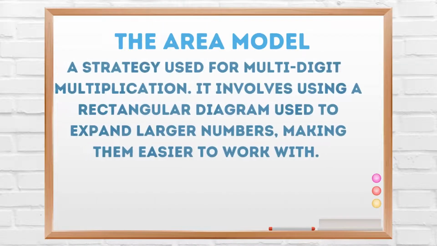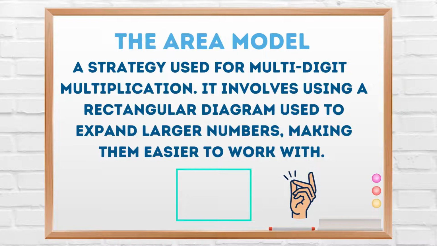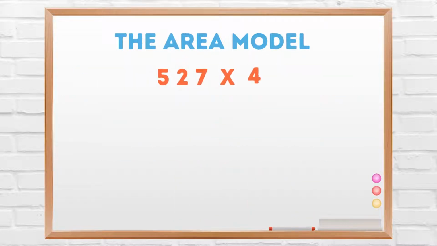The area model is a strategy used for multi-digit multiplication. It involves using a rectangular diagram that helps to expand larger numbers, making them easier to work with. Let's try and use the area model to work out 527 times 4.